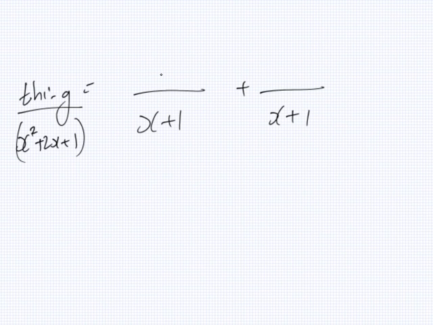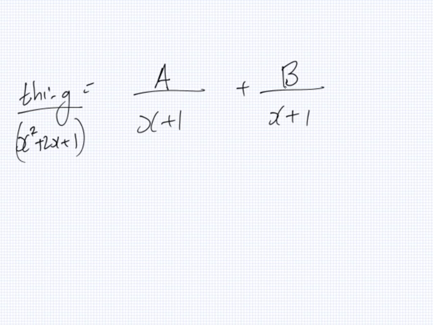Let me give you an example. Let's say you have something, I'll just call it a thing, and it's equal to, let's say, the quadratic x squared plus 2x plus 1. What are the factors of x squared plus 2x plus 1? x plus 1, and also x plus 1. Now, because this is a linear, what should we have on the top? A constant, so we'll say a.